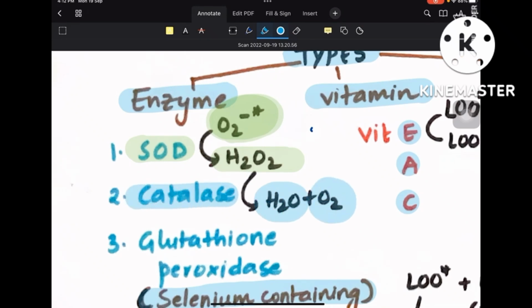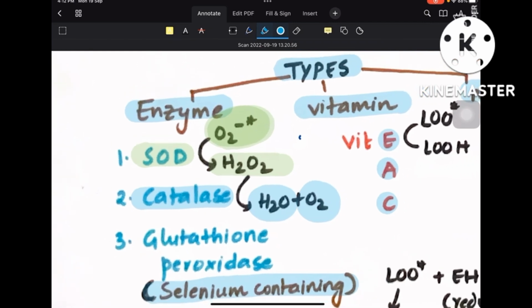So this is a chain reaction, guys. Firstly, the superoxide dismutase enzyme acts on the superoxide free radical. That converts into hydrogen peroxide, H2O2. And that hydrogen peroxide is converted into water and oxygen by catalase. So these are the mechanisms of action of these two enzymes.